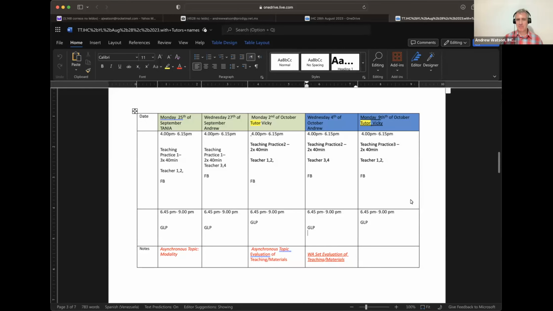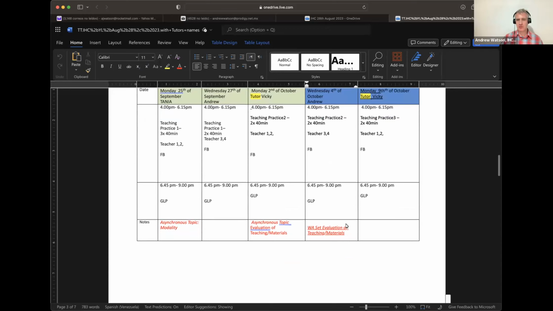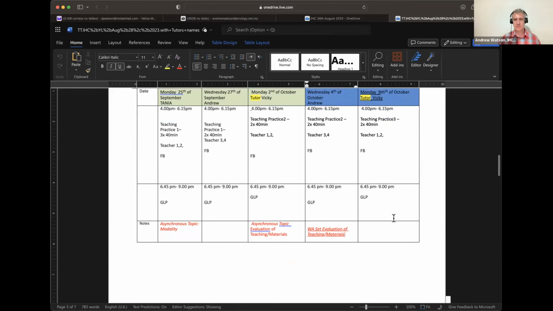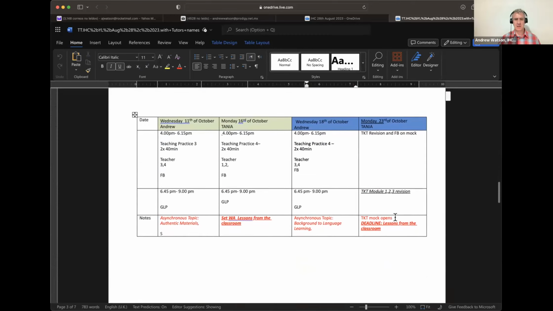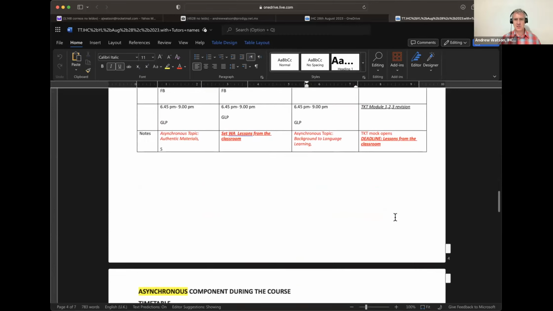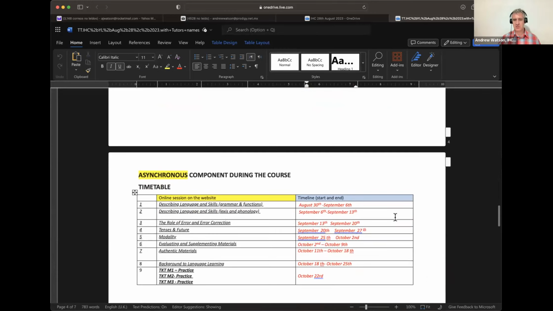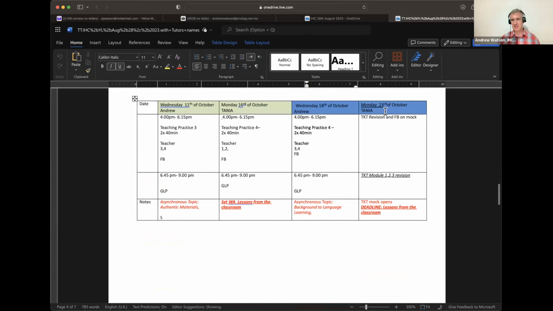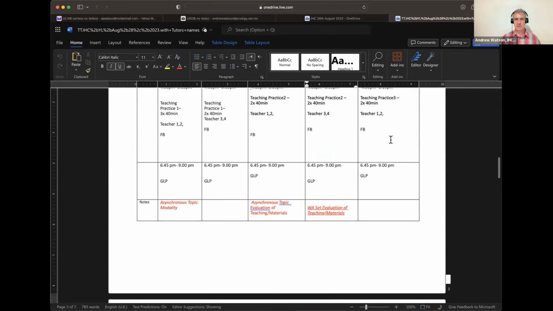All right, so just to show you on our little timetable, confirm that tonight we need to look at the instructions for evaluation of teaching materials, which is your second written assignment. Strangely, it doesn't give a date to turn in this written assignment, but it's usually at the end of the course, right? So let's say you've got until the 23rd of October for this. Right?